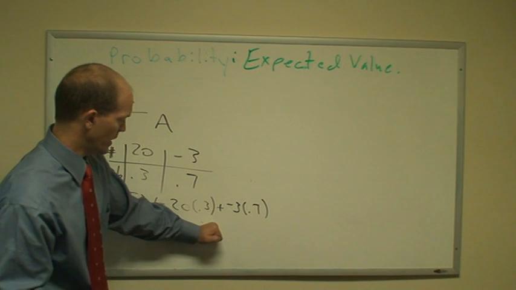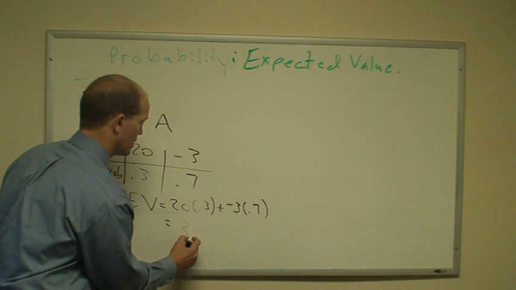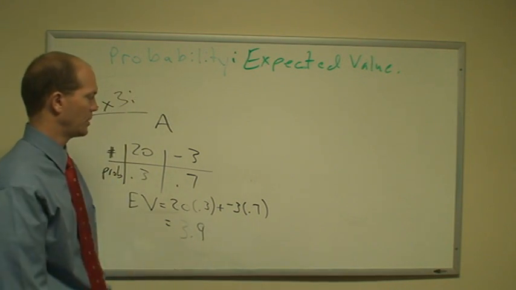And if my board was dry, that would have actually erased on there. Dry erase markers don't work on a wet erased board. All right, that should be 3.9.